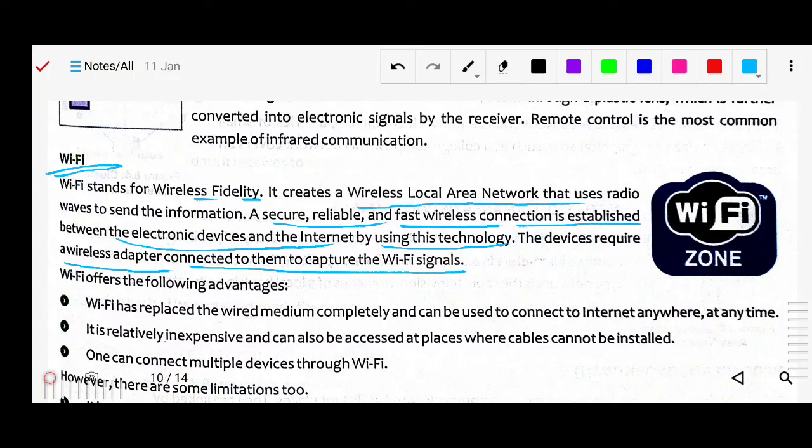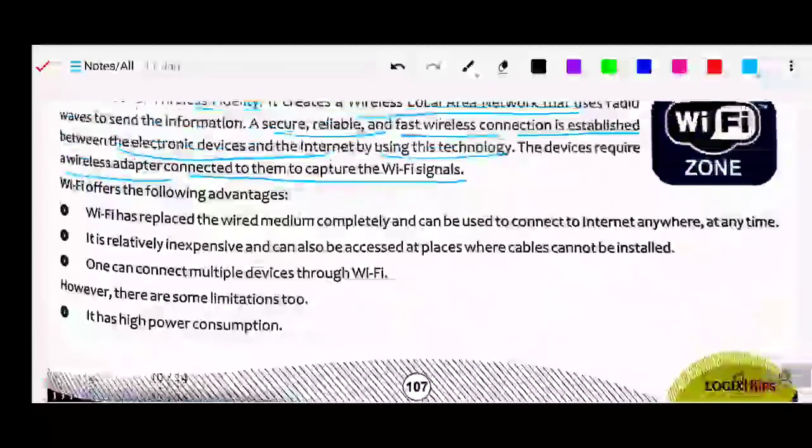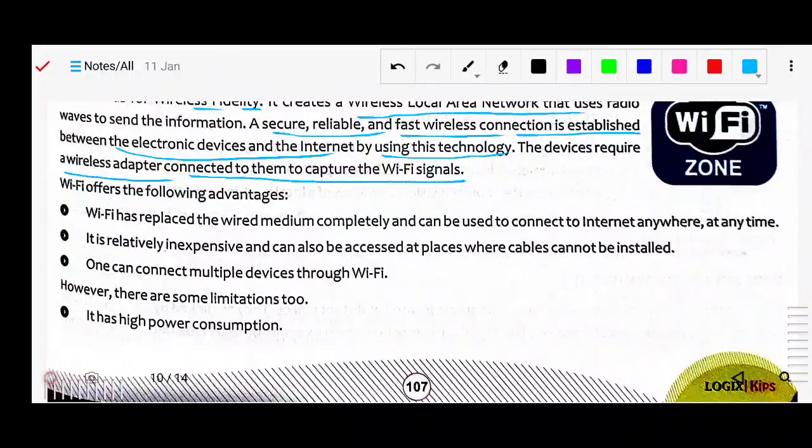I think many of you have used this Wi-Fi technology. This Wi-Fi has a wider range as compared to Bluetooth and infrared. We can connect computers through Wi-Fi, and it also works on radio waves. Now, what are the advantages and what are the disadvantages? First of all, we will see the advantages.